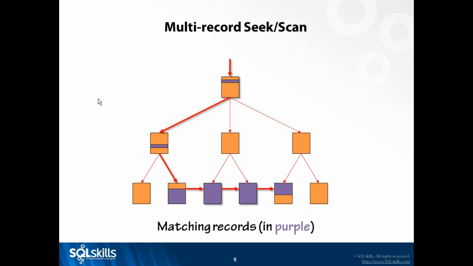Now, the storage engine doesn't usually have to go back all the way up to the root page and say, okay, let's find the next record plus one, conceptually. If it knows it's doing a multi-record seek or scan, it keeps what's called a cookie on this page here. And as long as this page doesn't change, the next record on the page must be the next record to be considered for the search predicates that we're acting on.